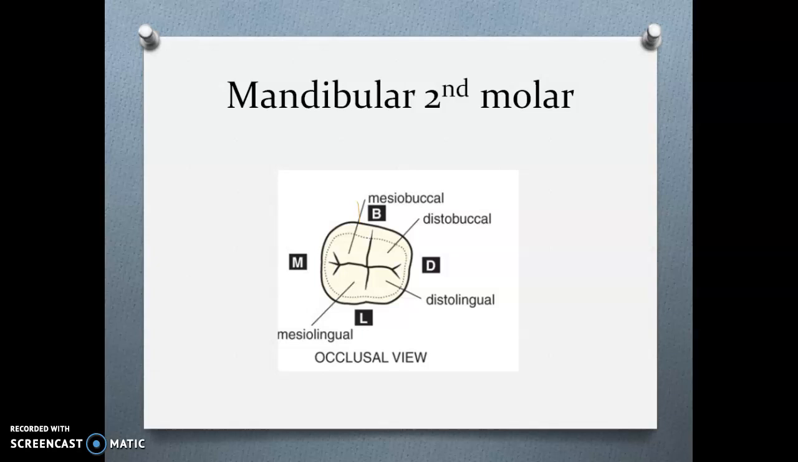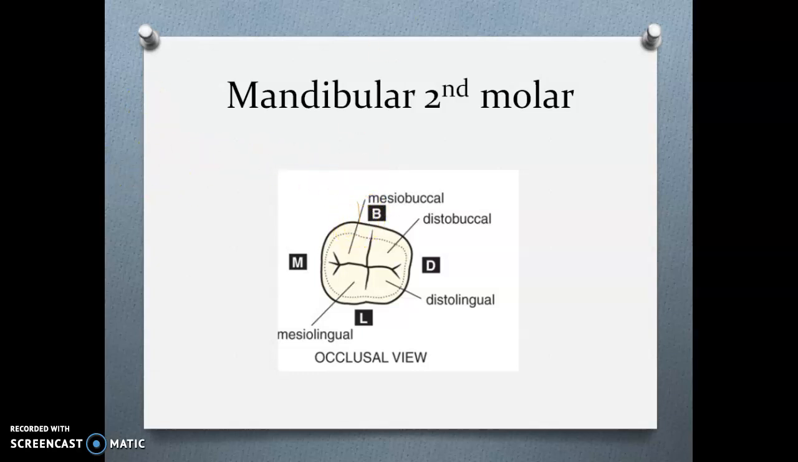Hello. Today we will work on Class 1 Conventional Cavity Design on tooth number 47, Mandibular Second Molar. Before we start the tooth preparation, we have to review the anatomy and morphology of the mandibular second molar.